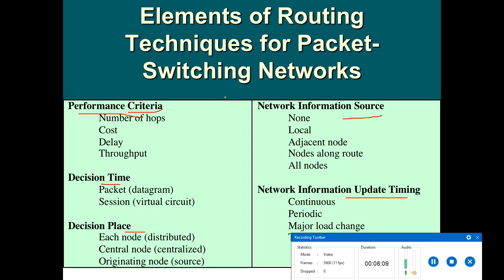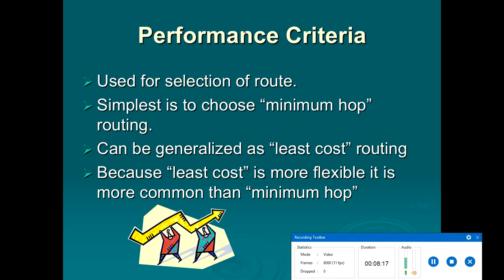So the first thing is the performance criteria. Under performance criteria, we have number of hops, cost, delay, and throughput. Now what are we going to discuss? Performance criteria is used for selecting a particular path or selecting a particular route. The simplest way to choose is the minimum hop. Minimum hop means minimum number of nodes between the sender and the receiver. But instead of minimum hop, it can be generalized as least cost routing also, because we may be interested not in selecting the minimum hop but in selecting the least cost routing, because least cost is more flexible and more common than the minimum hop.